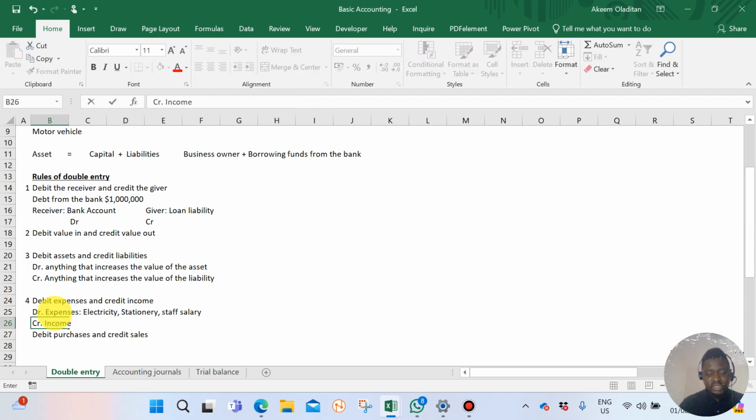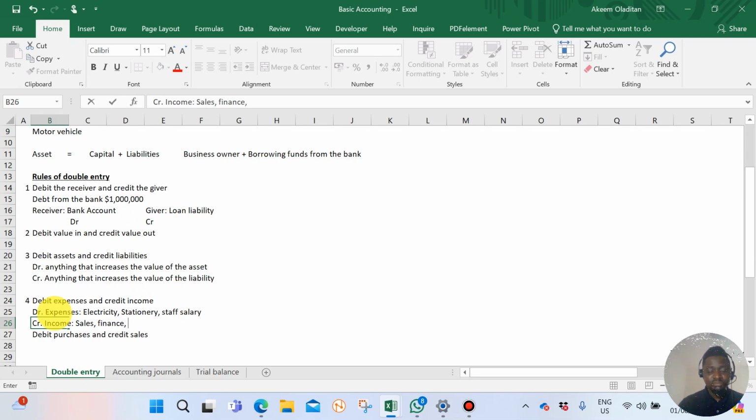Credit income in the sense that income is, say for instance you sold some items, so that we can say that is sales, so it's part of income. So when you sell, it means that value has gone out, but you have received a value in return, because when you sell you collect cash. It's either you collect cash or the money is owed as a trade receivable. So you credit income like maybe sales. Other income areas can be maybe finance income, like interest income.